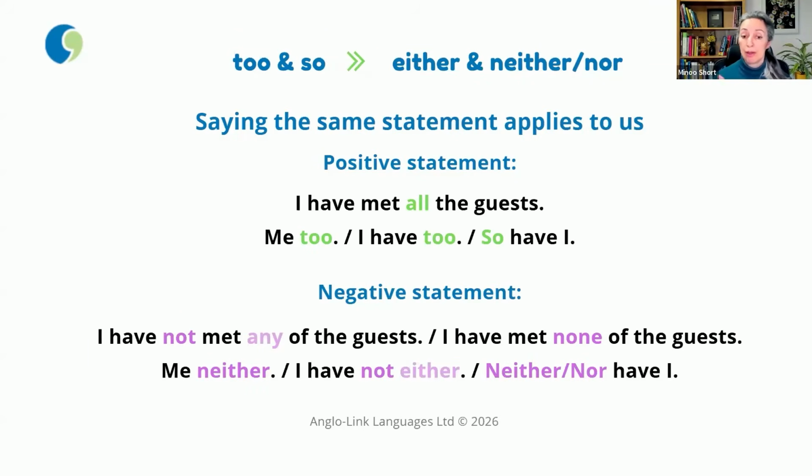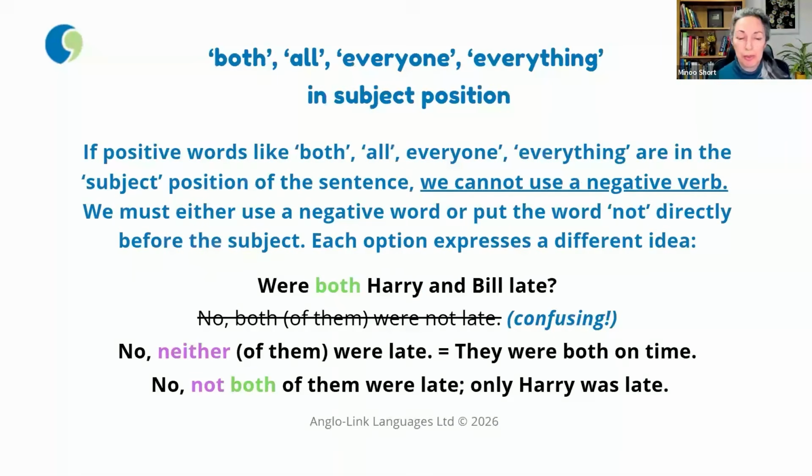But if the statement we've just heard is negative, then we cannot use too or so. We have to use neither, either, nor. For example, I have not met any of the guests. I have met none of the guests. Now we have to react by saying me neither, or I have not either, or neither have I, nor have I. So remember these.